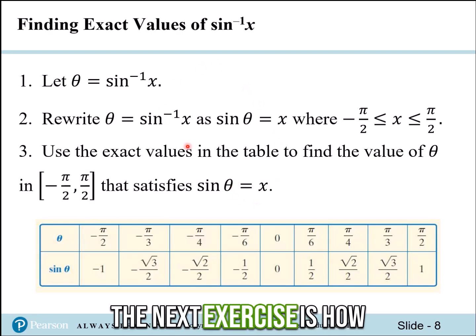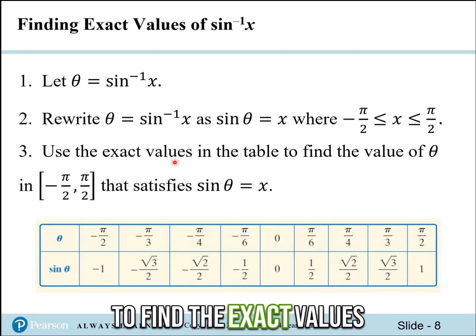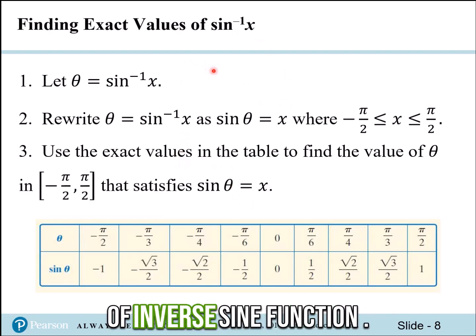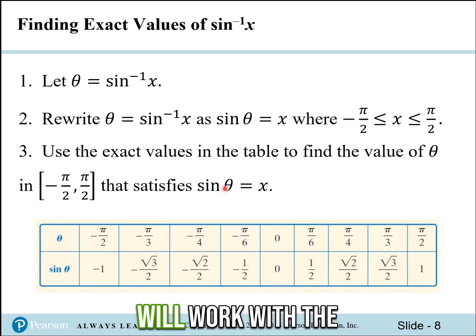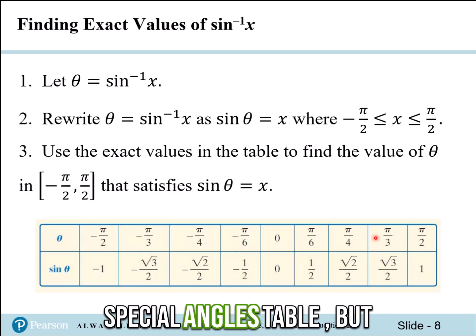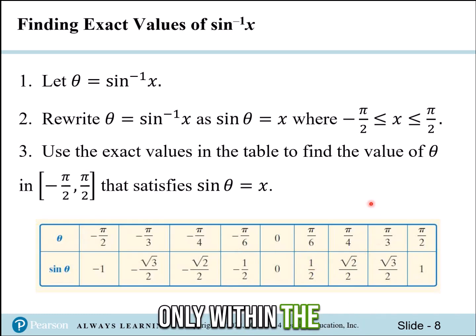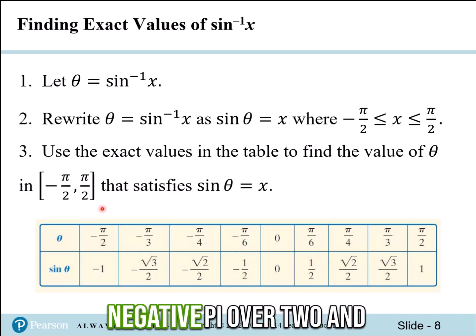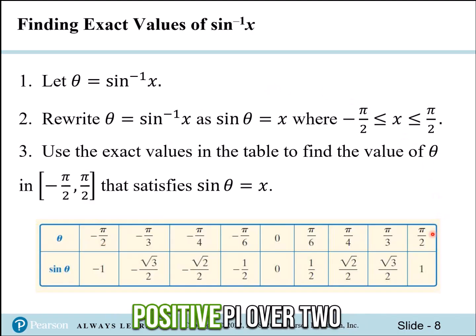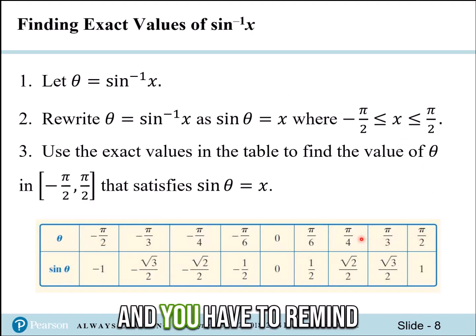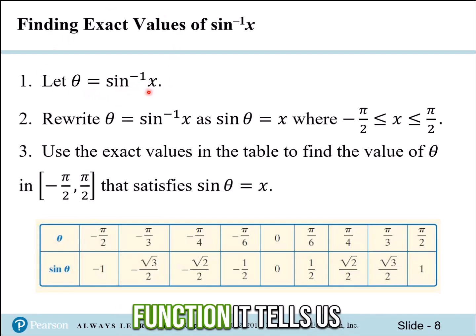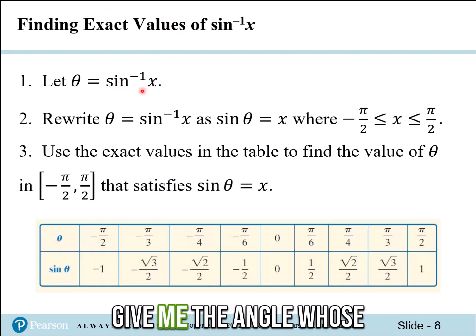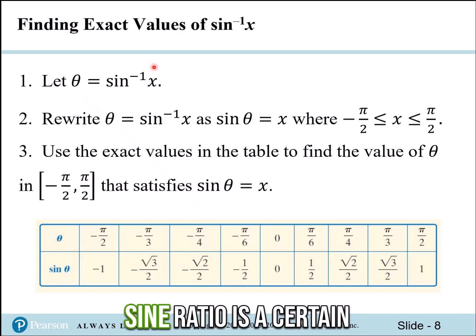The next exercise is how to find the exact values of the inverse sine function. In order to do that without a calculator, we will work with the special angles table, but only within the restricted interval of -π/2 and +π/2. And you have to remind yourself what we understand by inverse function. It tells us: give me the angle whose sine ratio is a certain value.